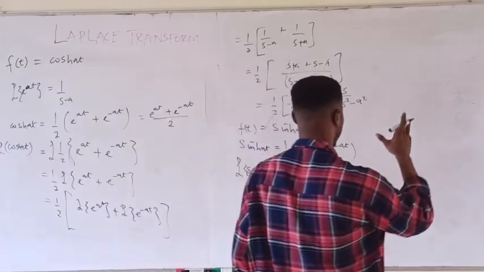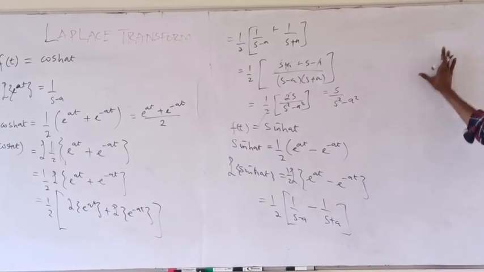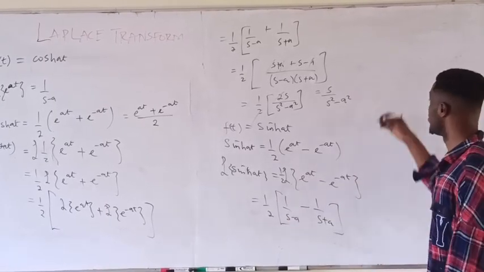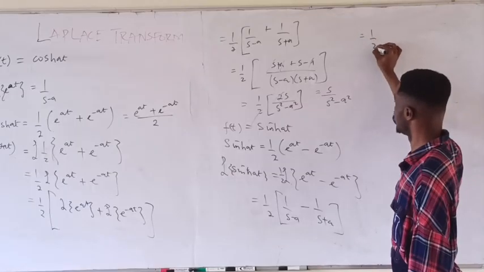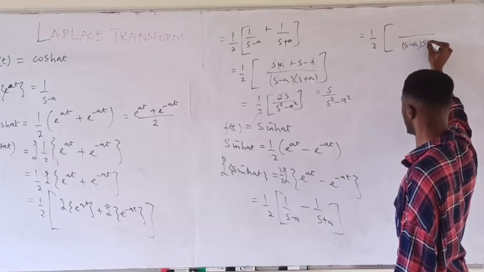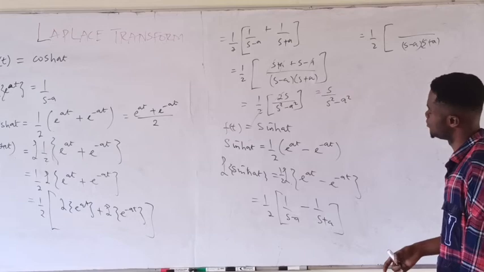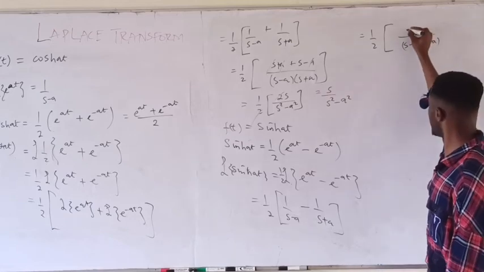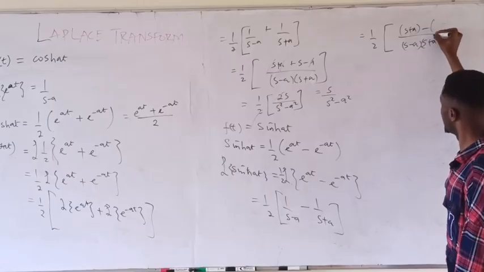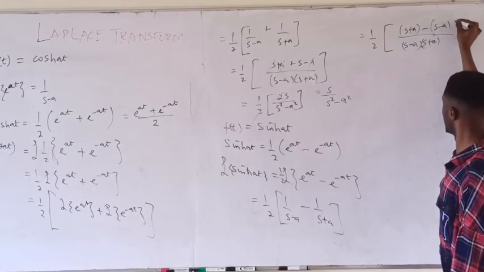Alright, so I'm just going to extend it over here. Let's subtract what we have in the bracket. If you subtract what we have in the bracket, we are going to have 1 over 2 into s minus a and s plus a. So what I have is s plus a minus s minus a.